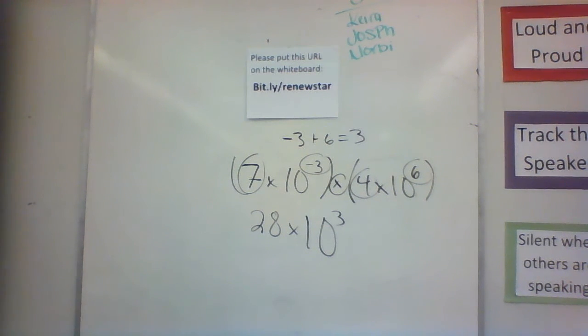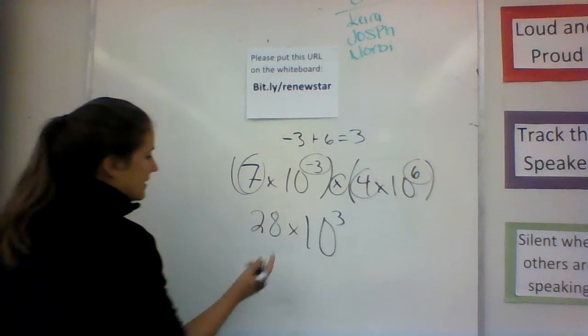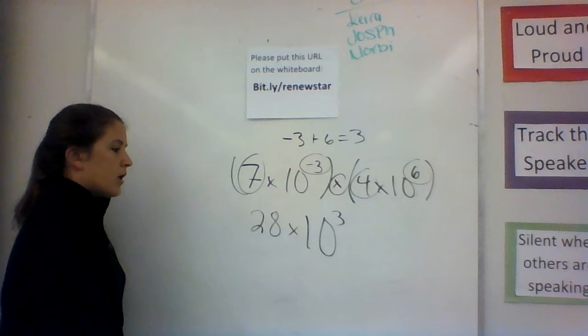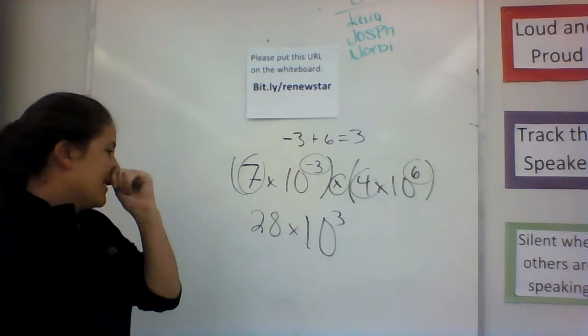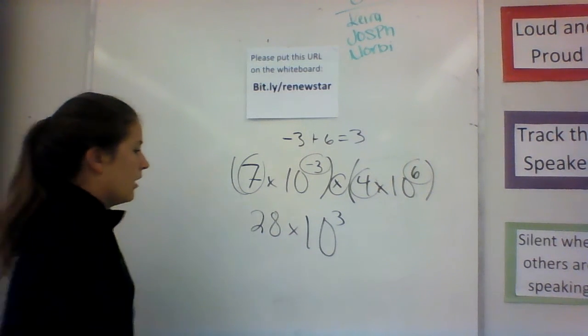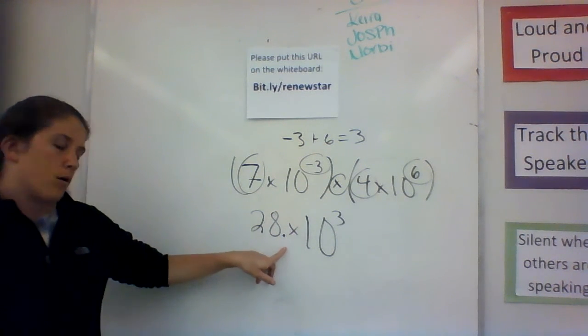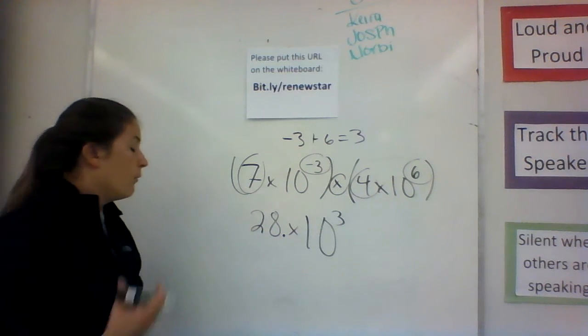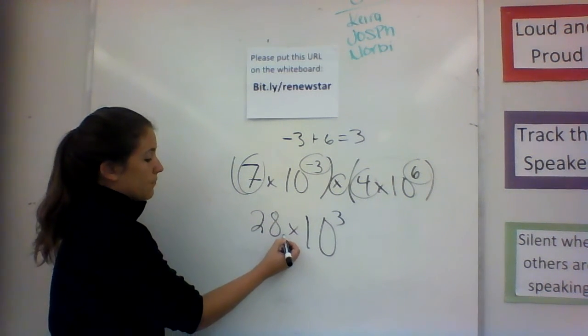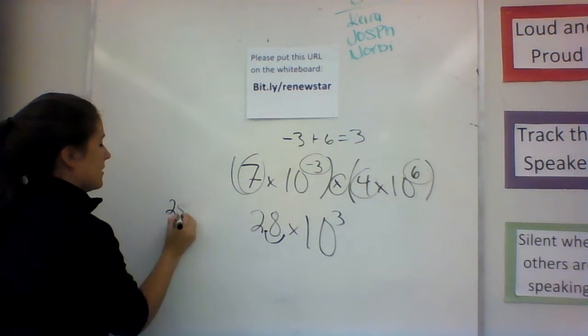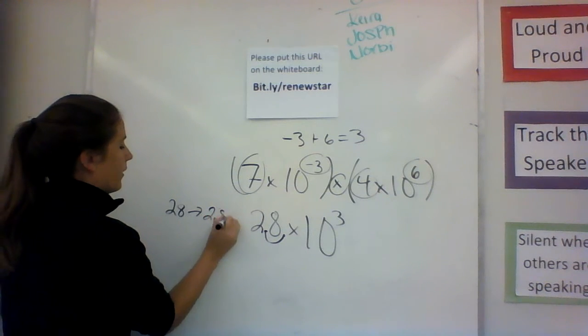Now I should be pausing and saying, something's not quite right here. Why is this not in scientific notation? This is not in scientific notation because this number does not fall in between 1 and 9. So I want to change this number so that it does fall in between 1 and 9. If I have a whole number, the decimal point just goes after that whole number. And right now that's in the wrong spot. Although it would work if my decimal point was in between my 2 and my 8. So I'm going to change 28, and I'm going to make it 2.8.